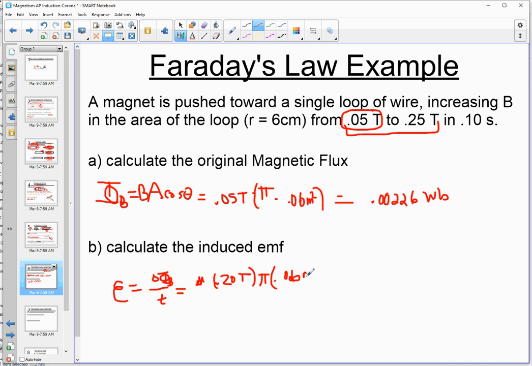So 0.06 meters, quantity squared. So B, A, cosine theta, we'll leave that out because we're assuming it's perpendicular to the loop here. And the time, 0.10 seconds, goes in the denominator. So we'll end up with, if you do the math, 0.0226 volts.